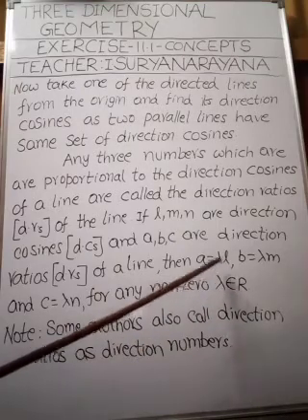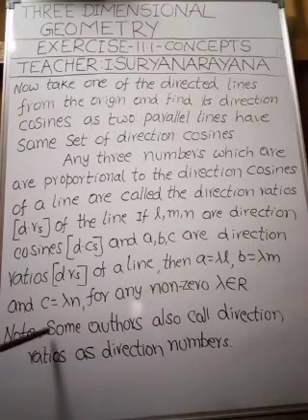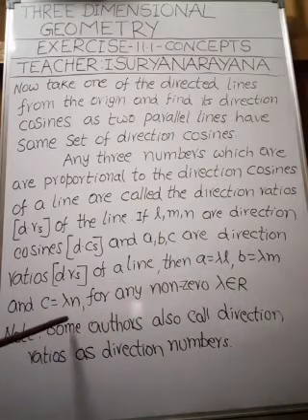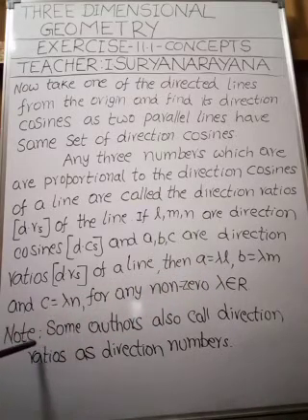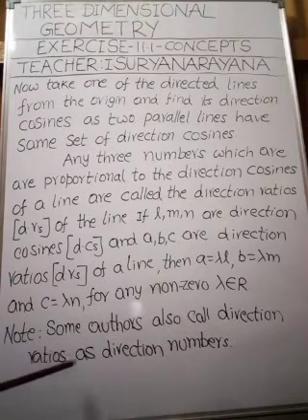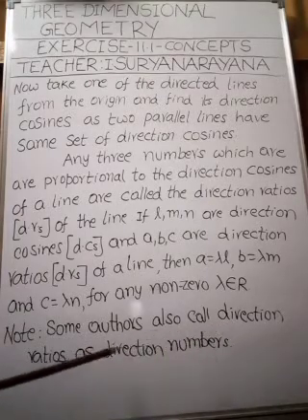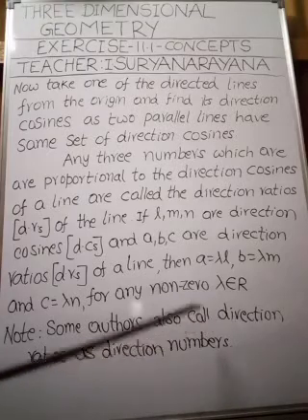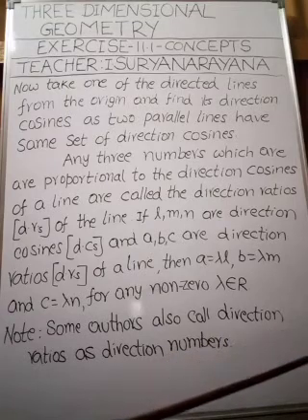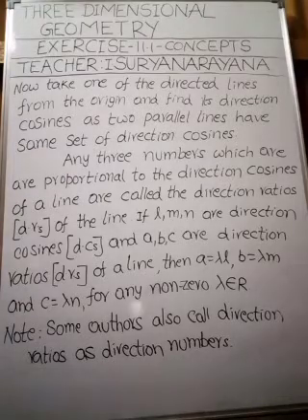This is the relation between direction cosines and direction ratios of a line. Remember this relation between direction cosines and direction ratios of a line. Note, some authors also call direction ratios as direction numbers. Both words denote the same. Direction ratios or direction numbers, both denote the same. Don't be confused among these two words. Understood this point?